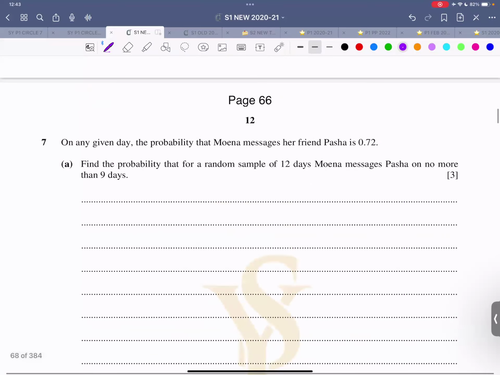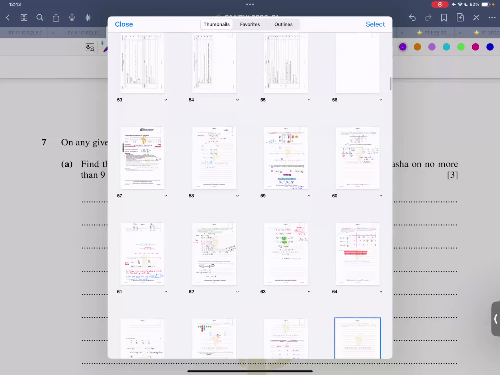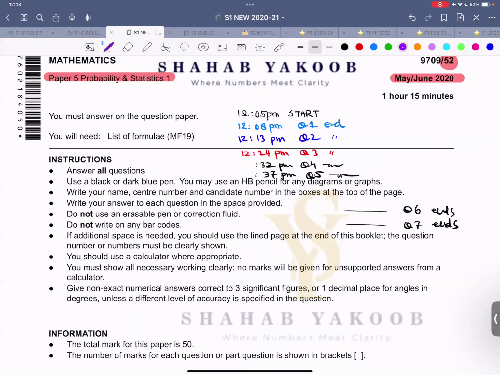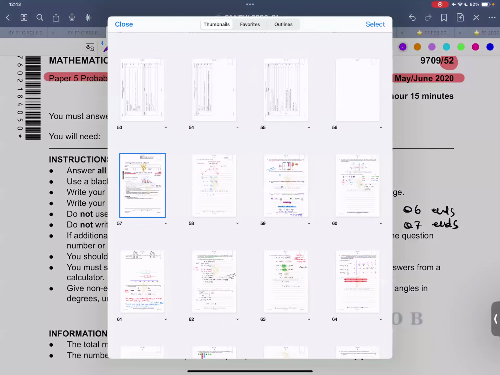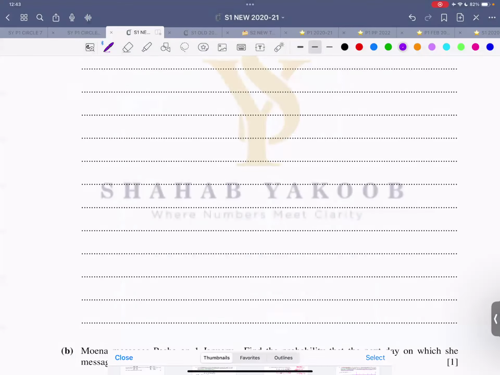Let's move on. Before that, 12:43, perfect timing. So this is 12:43. This is 12:32, 12:37, 12:43. And now we are on probably the last question.